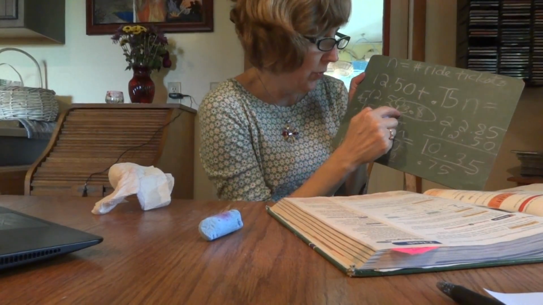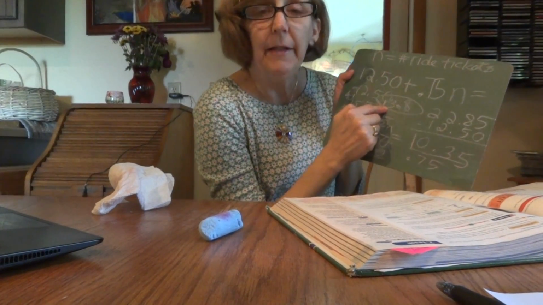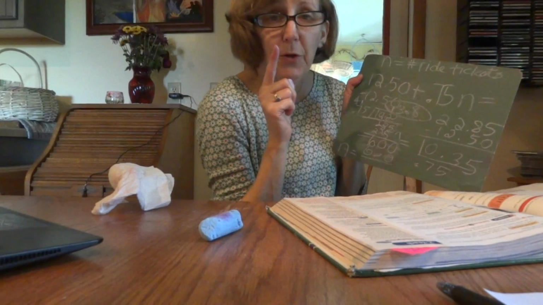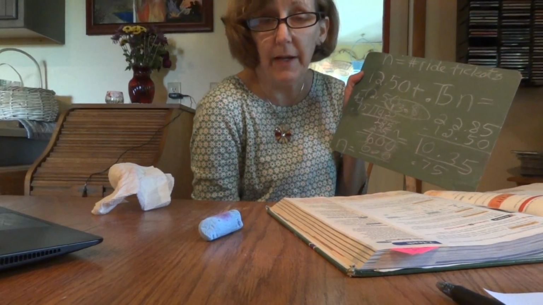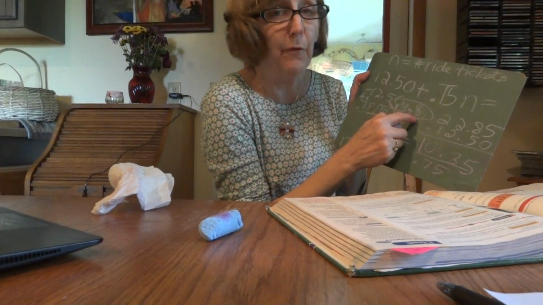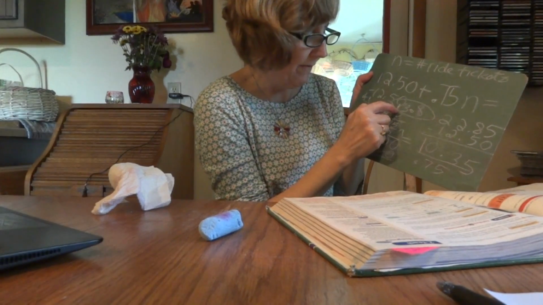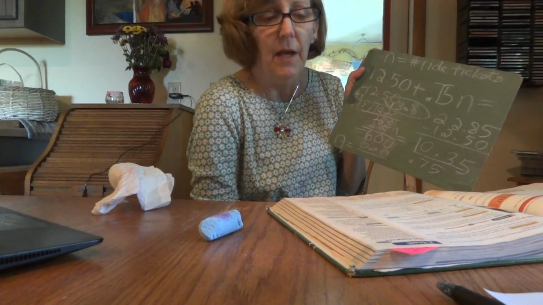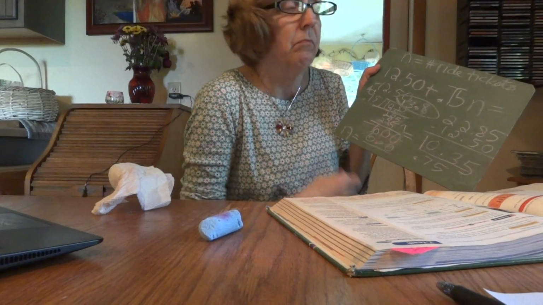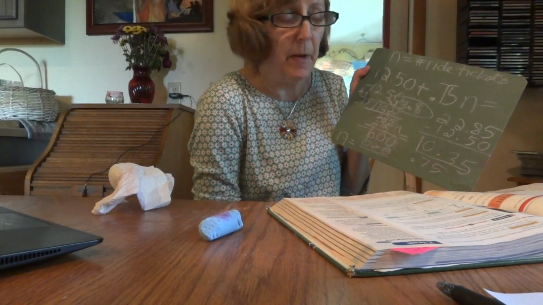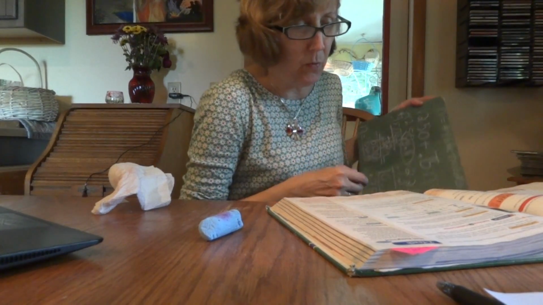All right, so that means you can buy 13.8 ride tickets. But wait a minute, you can't have 8/10 of a ticket, right? So you don't have enough money for 14 tickets. You only have enough money for 13 tickets. So that tells you you have 13 ride tickets to spend. So you have to round down on that one.